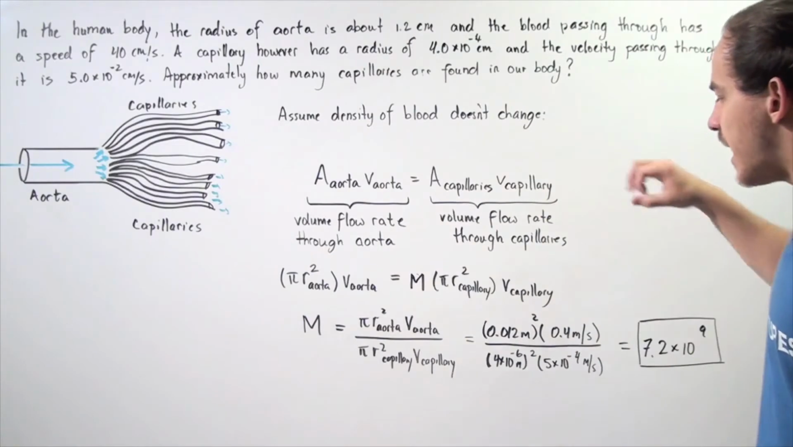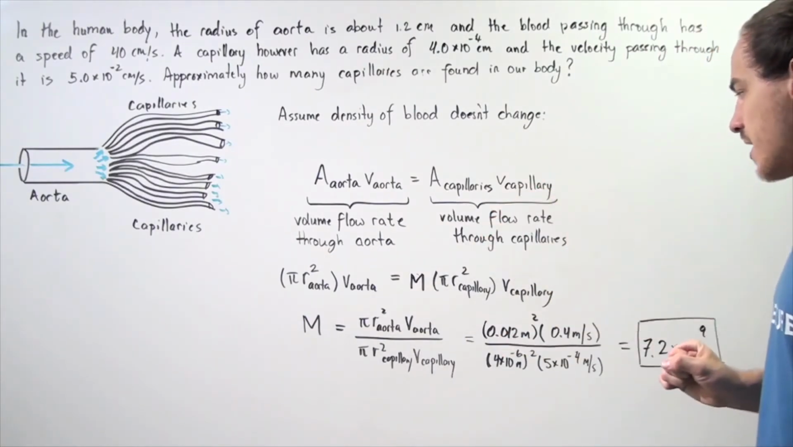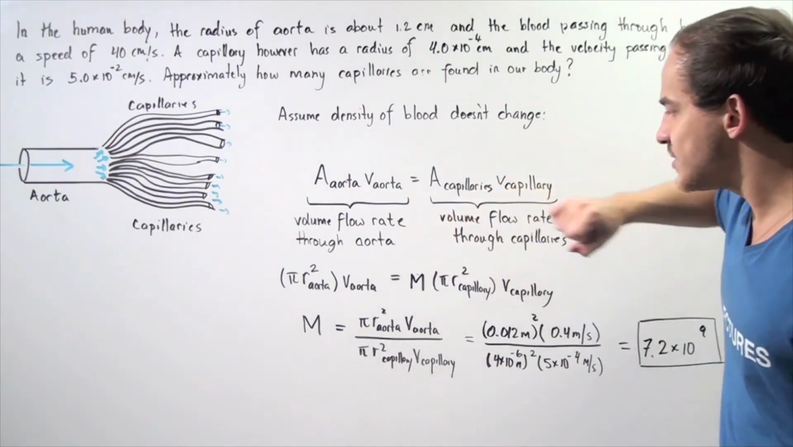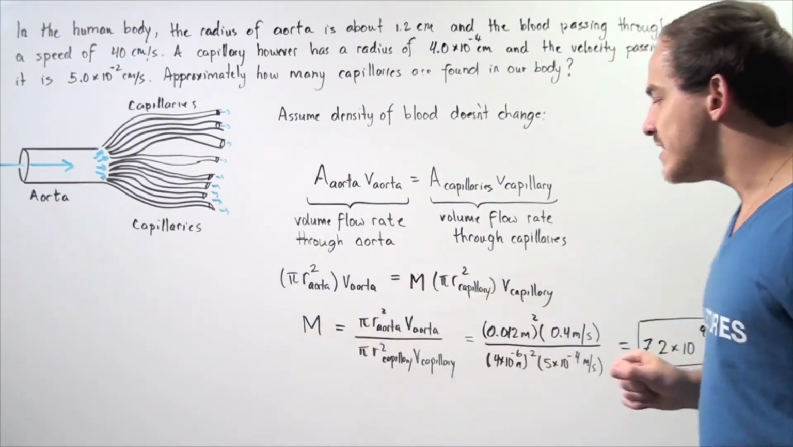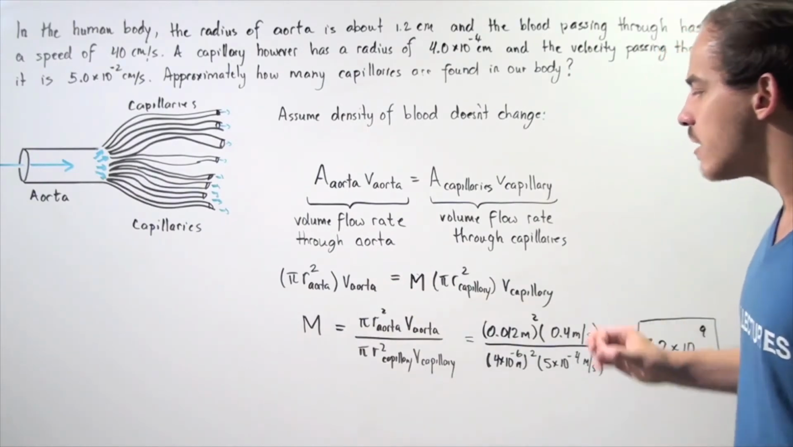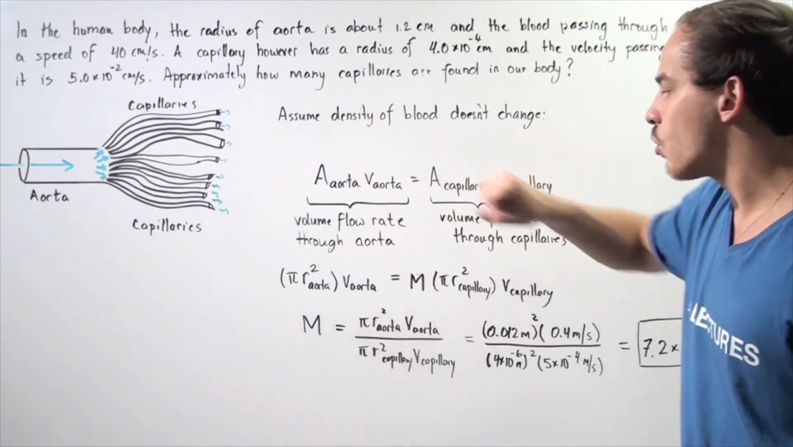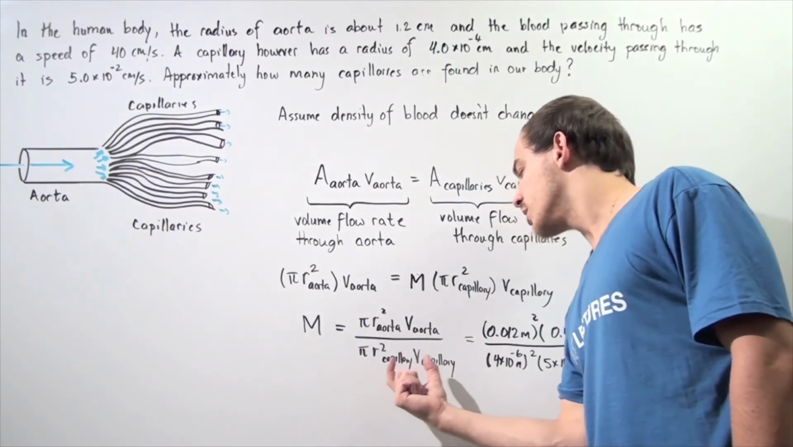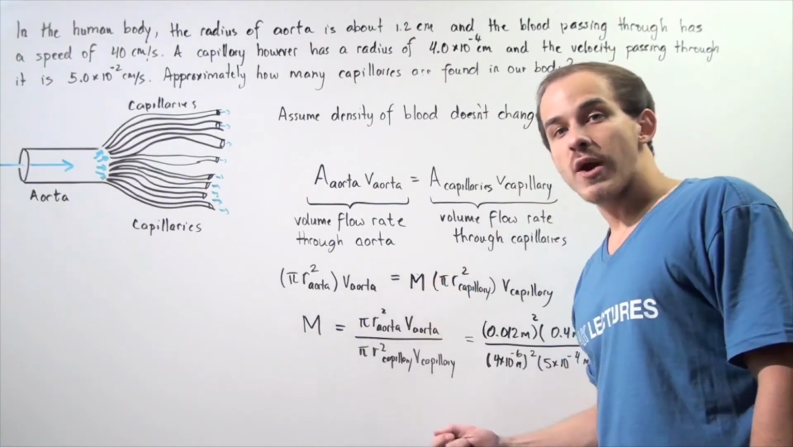Now, we multiply this by the velocity of the blood through a capillary. Now, we know what these quantities are, so that means we can solve for M. M is equal to, notice the pi's cancel, so we're simply left with the product of the radius of the aorta squared and the velocity through the aorta divided by the product of our velocity of the capillary and the radius of the capillary squared.